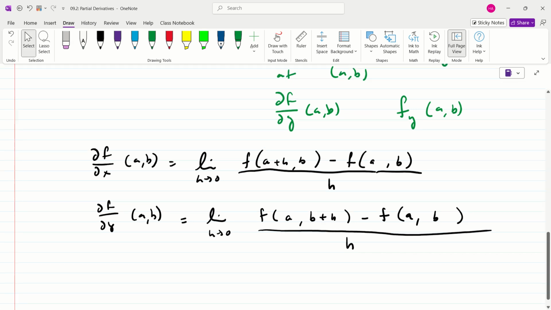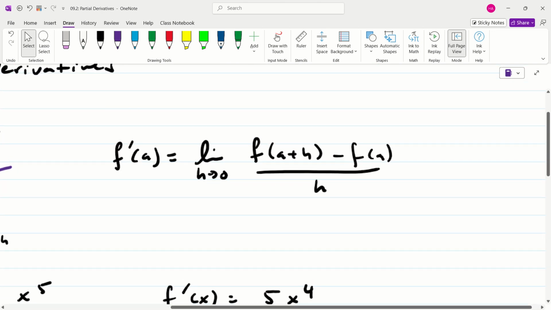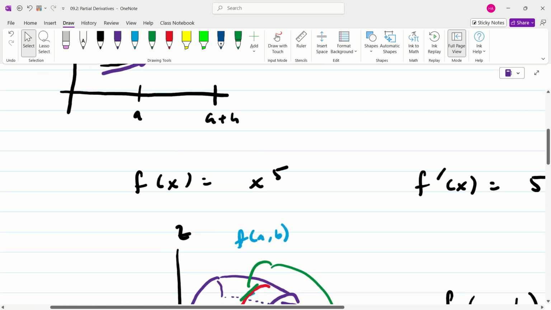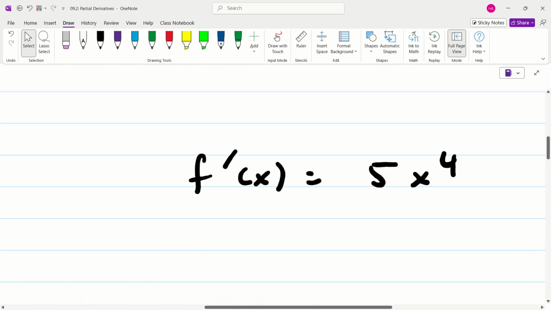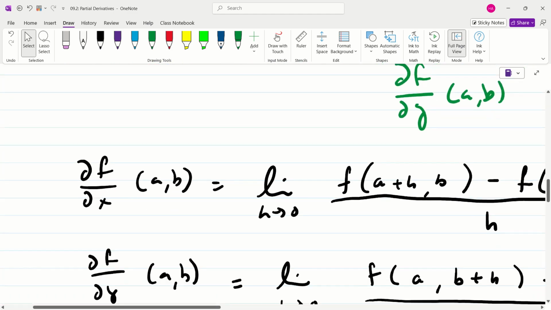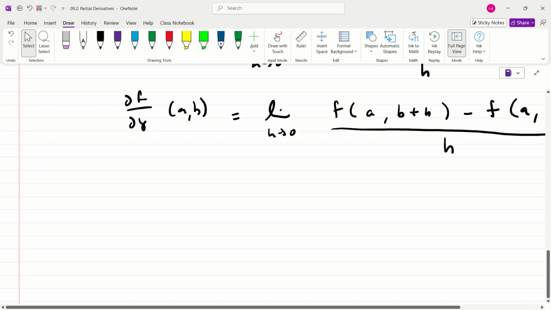But in the same way that you really wouldn't use this difference quotient to differentiate x to the fifth to get 5x to the fourth, when taking partial derivatives, you really wouldn't use these formulas unless absolutely necessary to compute partial derivatives.